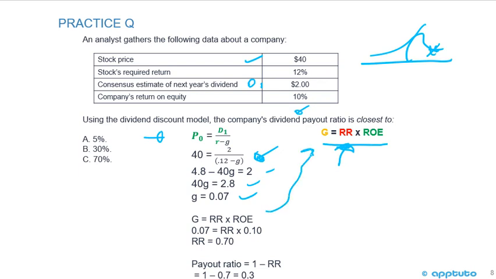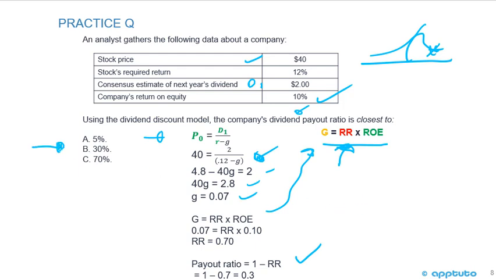Now you can go up to this formula. G 0.07 equals the retention rate times ROE. Aha, they've given us the ROE at 10%. So now we're just solving for the retention rate. Retention rate is going to be 0.7, okay? And then it's easy to get the payout ratio. 1 minus the retention rate equals 30%, so the correct answer is B.